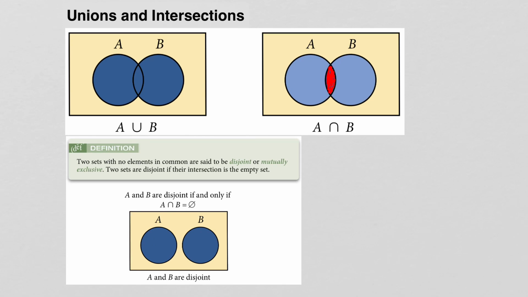And from that, we get a definition of what it means for two sets to be disjoint or mutually exclusive. So two sets are called disjoint if their intersection is empty. And in a Venn diagram, what you can see is now set A and set B do not overlap. So there is nothing in the overlap of those two sets. So we call those disjoint sets.